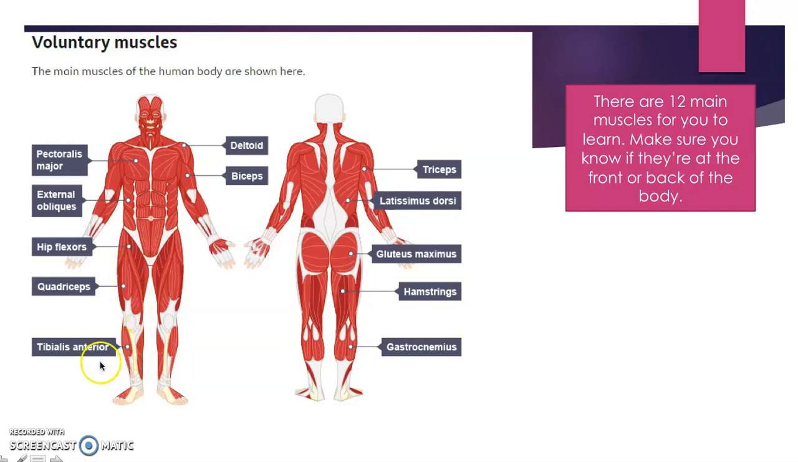Between the hip and the knee, we have the quadriceps, and then below the knee, we have the tibialis anterior. On the back of the body, between the shoulder and the elbow, we have the triceps. And then running along the back, we have the latissimus dorsi, and then we also have the gluteus maximus, also sometimes referred to as the gluteals. Between the hip and the knee, at the back of the leg, we have the hamstrings, and between the knee and the ankle, running down the back of the leg, we have the gastrocnemius.